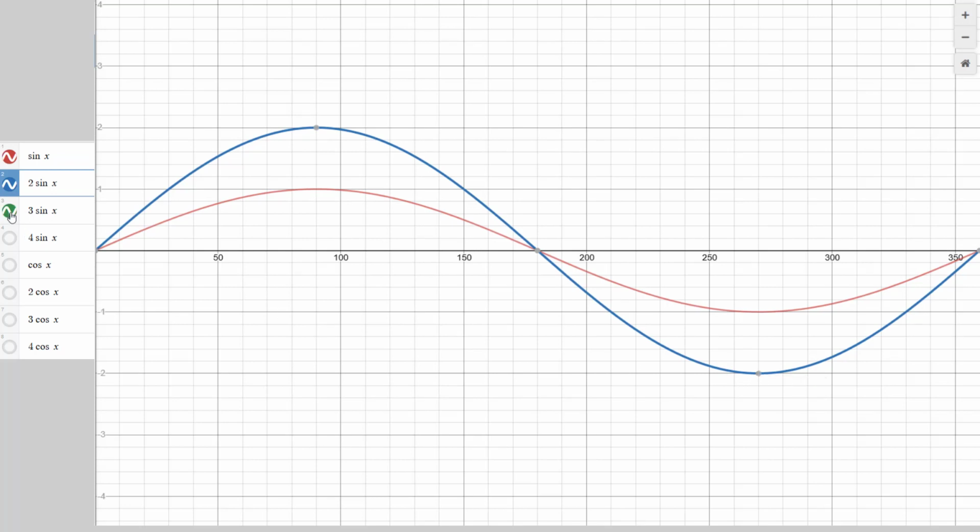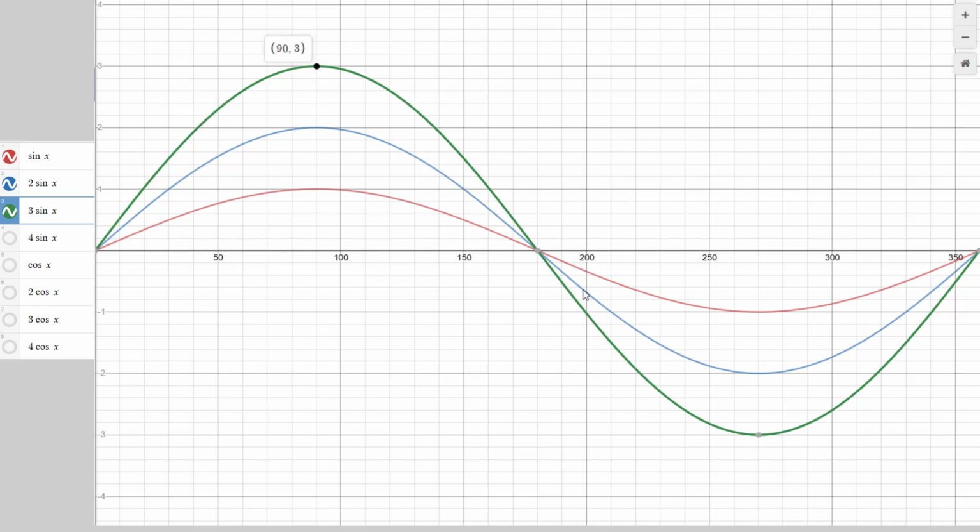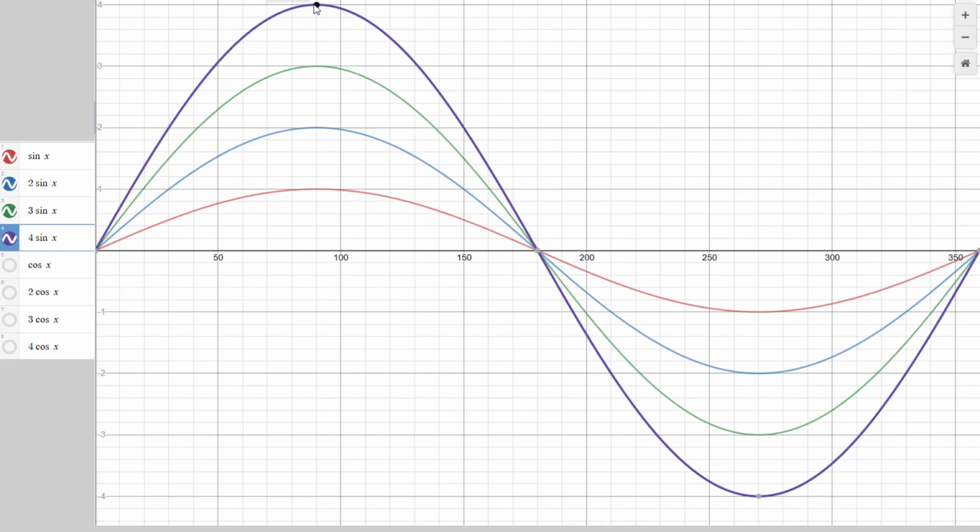If I use 3 sin x, the value of r has increased, the maximum value is 3 and the minimum value is minus 3. If I have 4 sin x, the maximum value is 4 and the minimum value is minus 4. That means the main sinusoidal sin x has plus 1 and minus 1 as maximum and minimum, but when you multiply it by r, that becomes the maximum point and that becomes the minimum point.